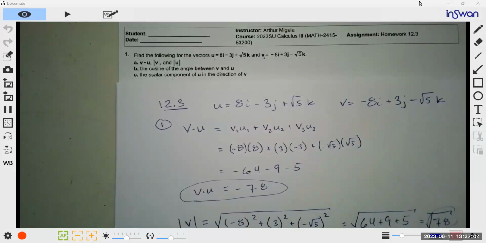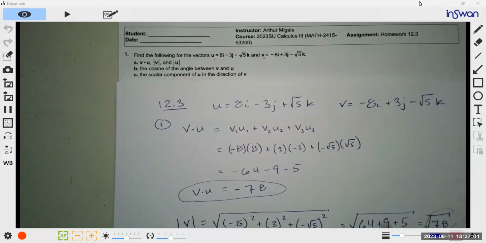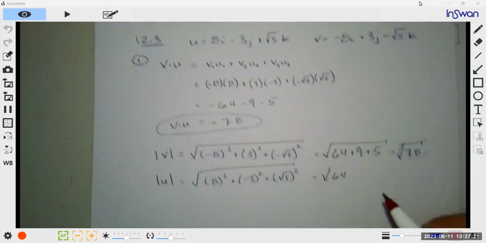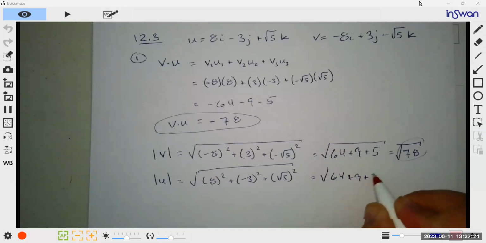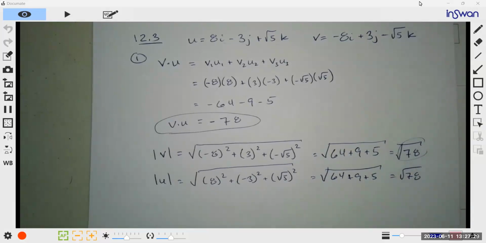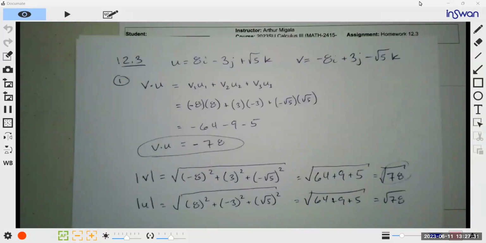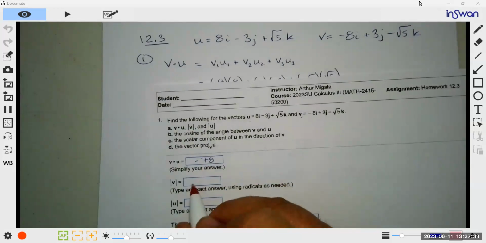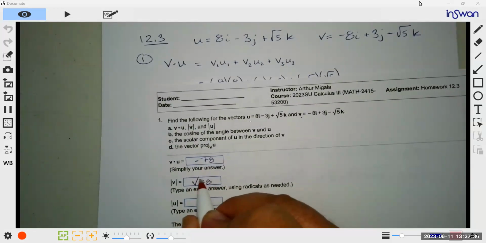Since u and v have the same coefficients, just different signs, it doesn't matter because we square them, it's going to be the same. 8 squared, negative 3 squared, it's going to give us 64 plus 9 plus 5, which are the same values. It's radical 78. So these are both radical 78.